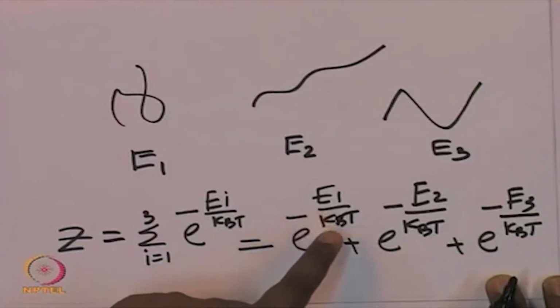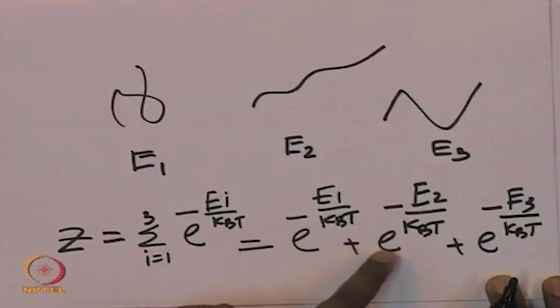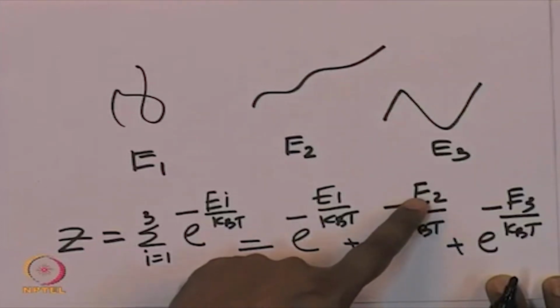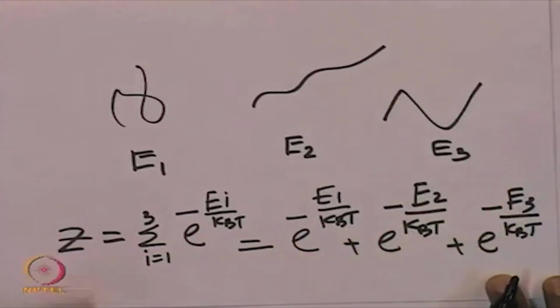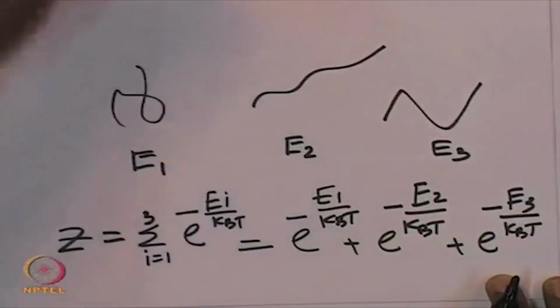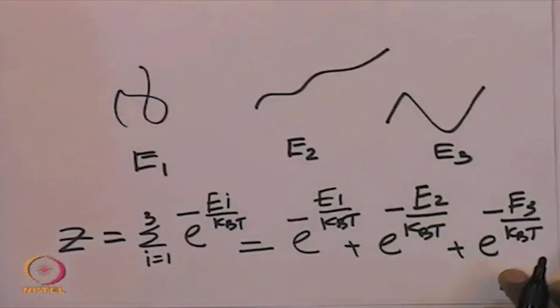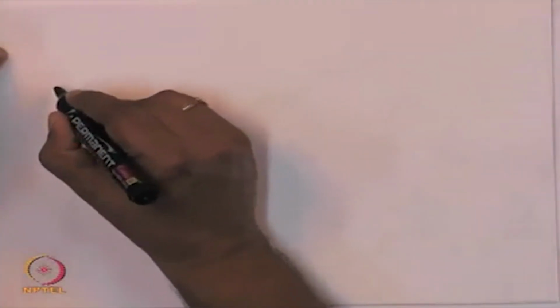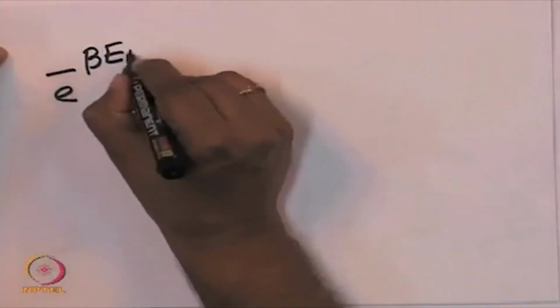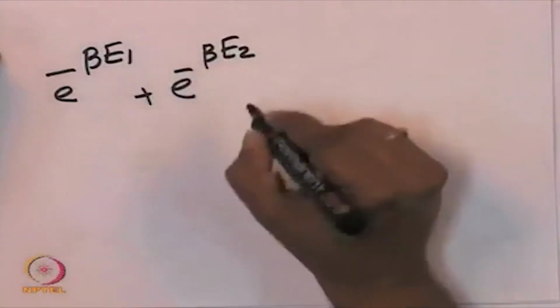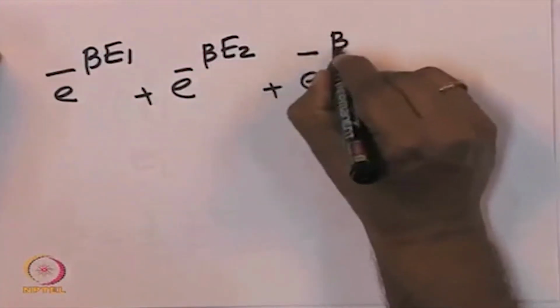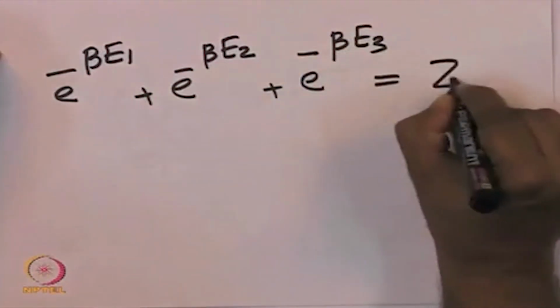e power minus the energy in state 1 by kBT, plus e power minus the energy in state 2 by kBT, plus e power minus the energy in state 3 by kBT, and if there are more states, you sum like this many times. Let me write this once more. You have a protein with 3 states: e power minus beta E1, where beta is 1 over kBT, plus e power minus beta E2 plus e power minus beta E3. This is our partition function Z.